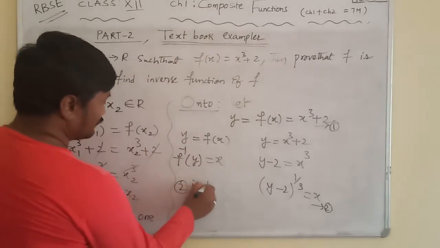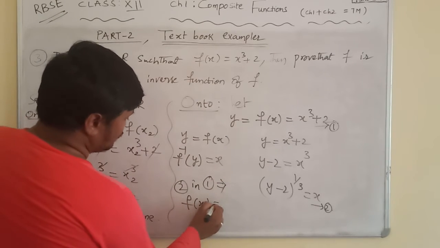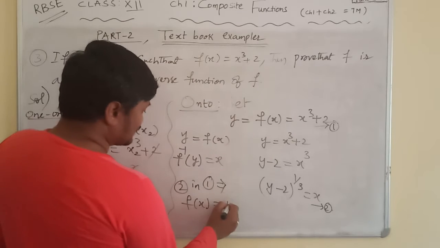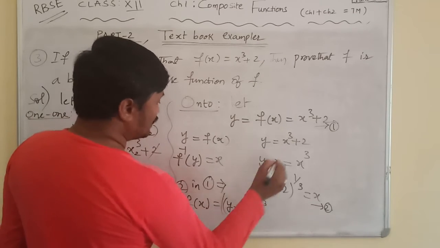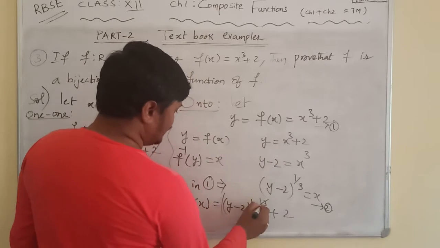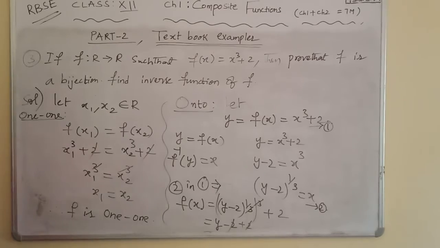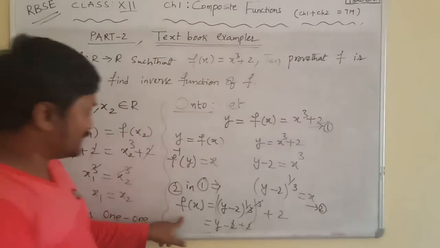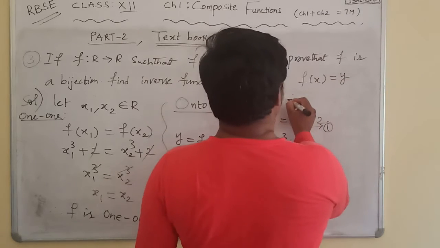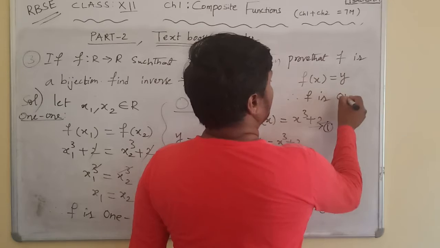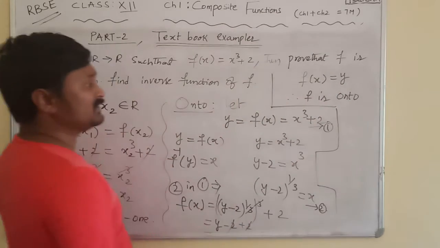Substituting 2 in 1, what happens? f of x is equal to x cube, where x is now y minus 2 whole power 1 upon 3, whole cube, plus 2. Now the 3 gets cancelled. We can write y minus 2 plus 2, so at last you get f of x is equal to y. That means therefore f is onto.